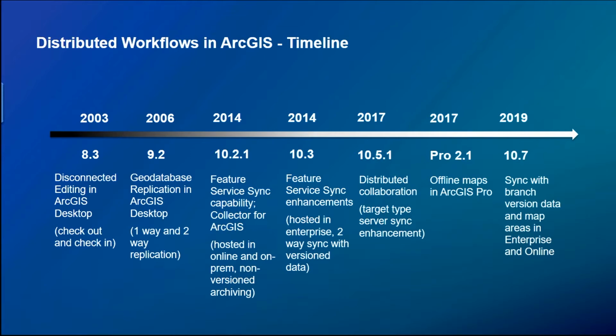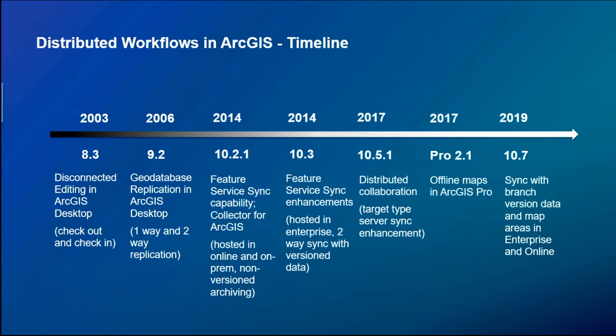Later that year, in 2014, we released some enhancements on top of sync. So we started to support two-way synchronization with versioned data. Initially, we only supported one-way with versioned data. And then we also added support for sync on hosted feature services in enterprise. And then in 2017, with the 10.5.1 release, we released distributed collaboration. And that was for the first time allowing you to take two enterprises and keep them in sync via the feature service sync API.